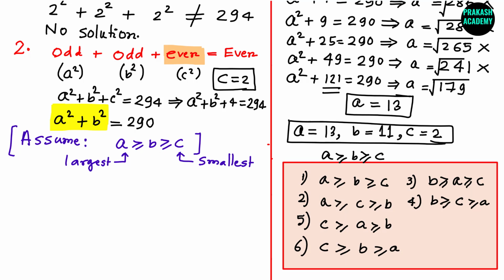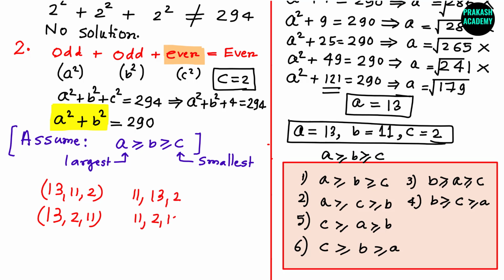Because you have 13, 11, 2, these triples will be 13, 11, 2. You just change the order: 13, 2, 11, then 11, 13, 2 and 11, 2, 13. And finally you can have 2, 11, 13 and 2, 13, 11. So these are the possible solutions for this problem.